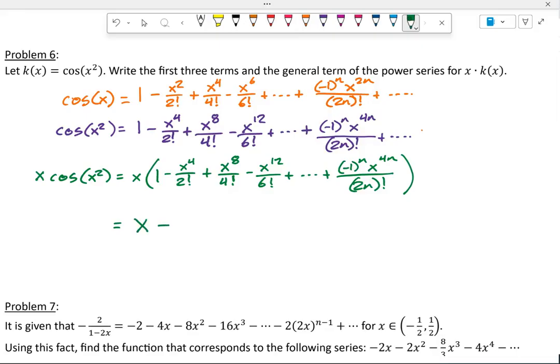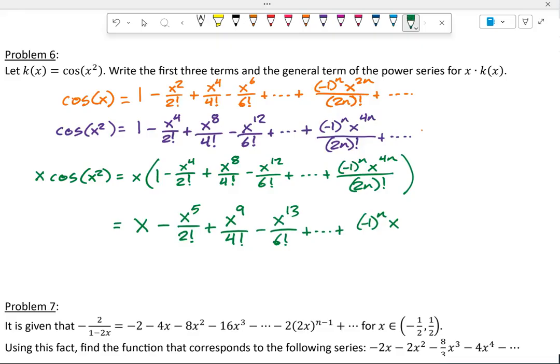x minus x to the 5th over, plus x to the 9th over, minus, 15th over, plus dot dot dot plus, we have negative 1 to the n. What would be our power on this x? Let's see what that would be.